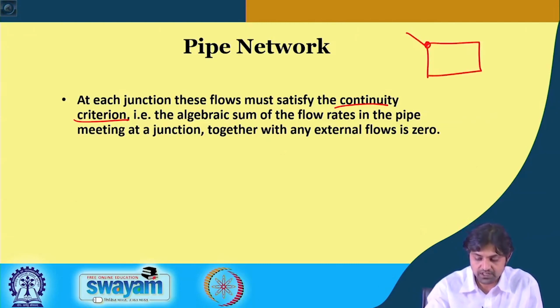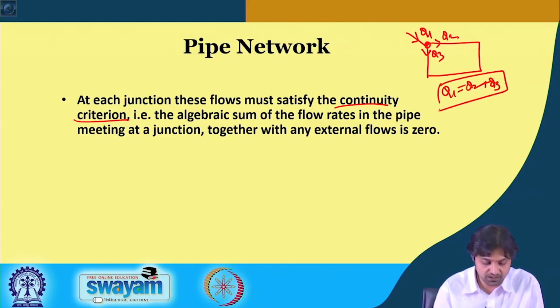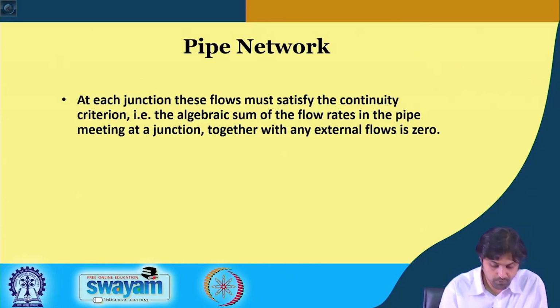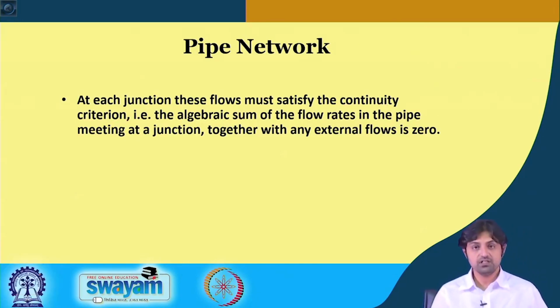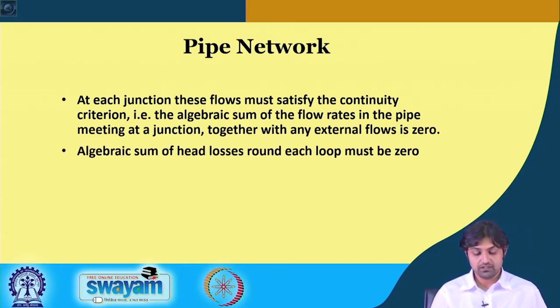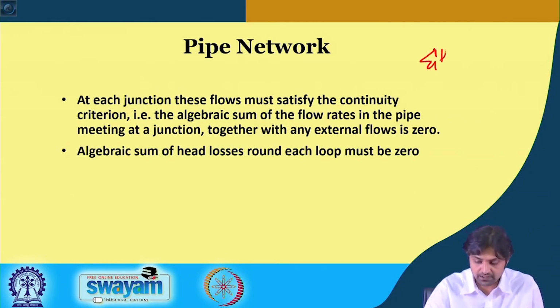Suppose this is a node, with Q1, Q2, Q3. So Q1 is equal to Q2 plus Q3. The net outflow at any junction should be 0, which is the continuity criterion. Secondly, the algebraic sum of head losses around each loop must be 0. So sigma of head losses in one loop like this should be 0.